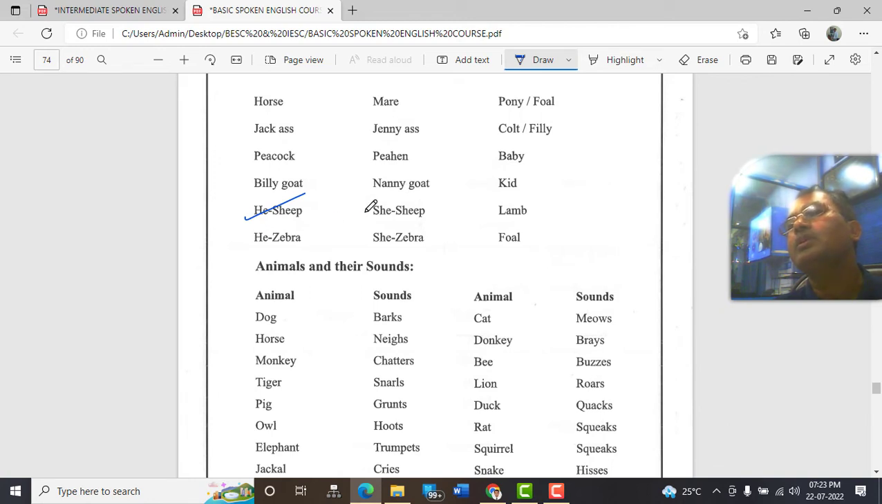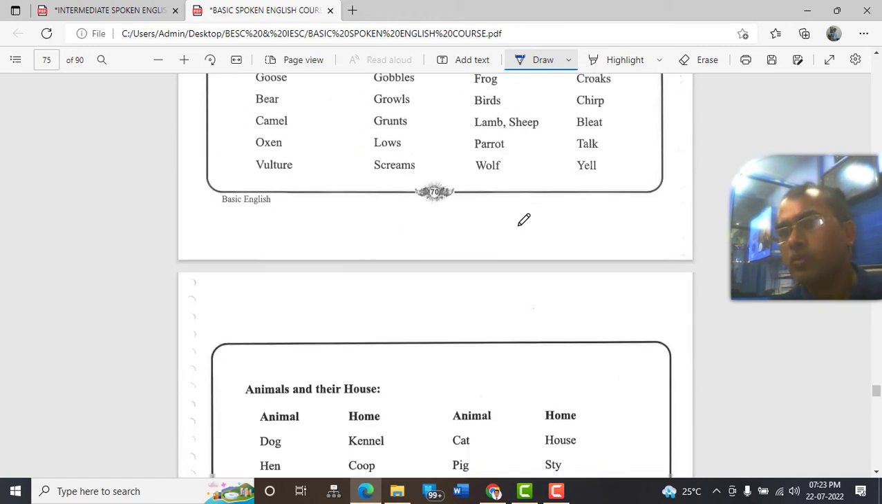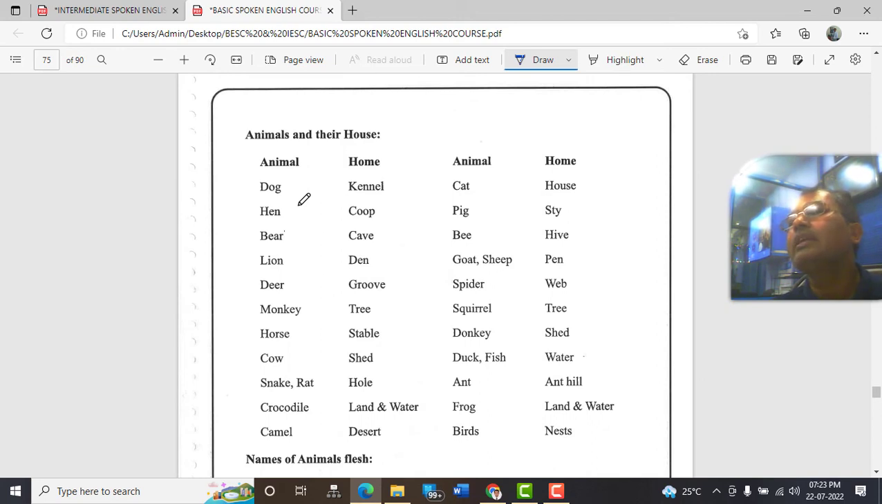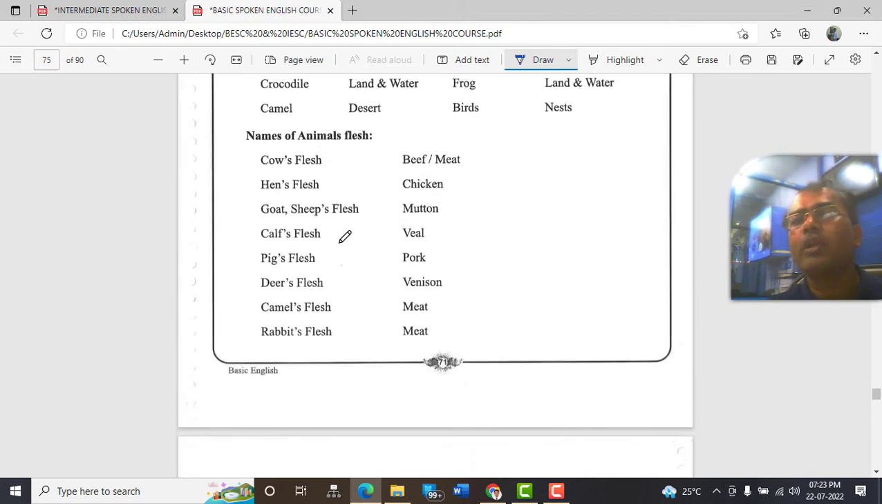He sheep, she sheep, lamb. He zebra, she zebra, foal. So we'll be talking about that, animals and their houses. That means animals do live in a place, and that place will be given a special name. So that we'll be talking about.